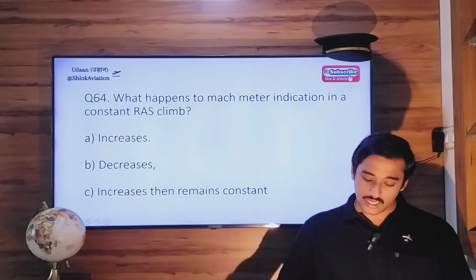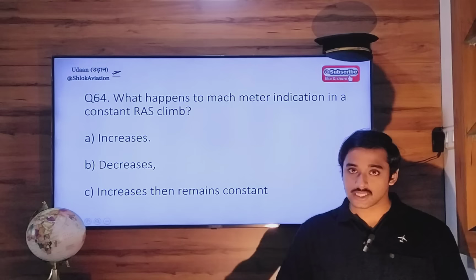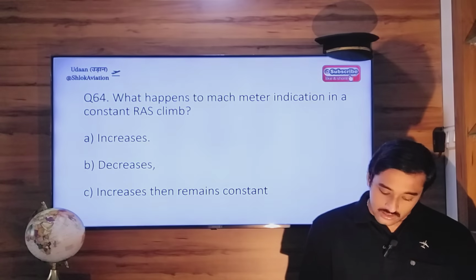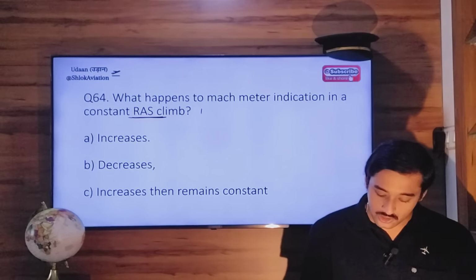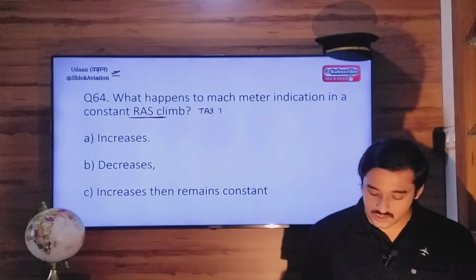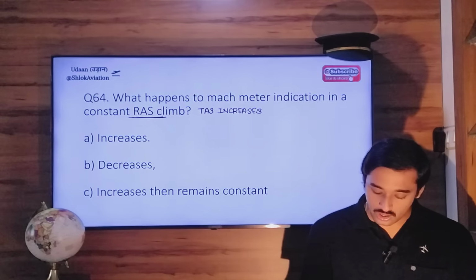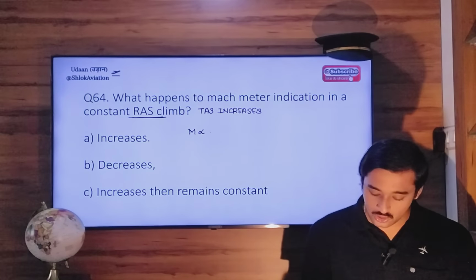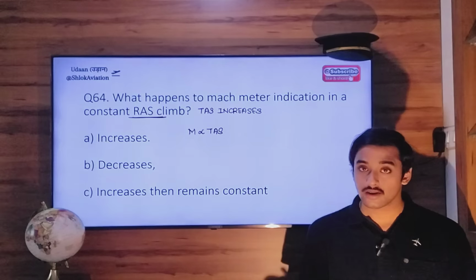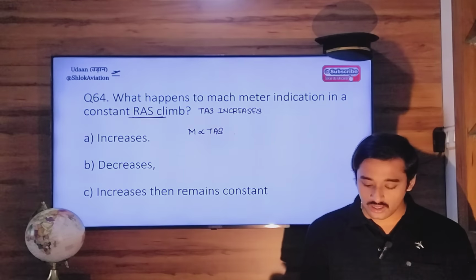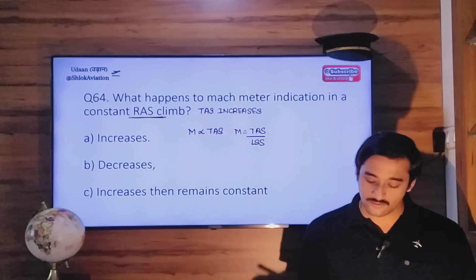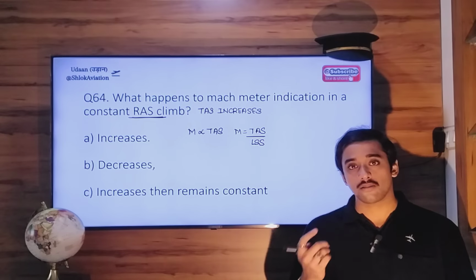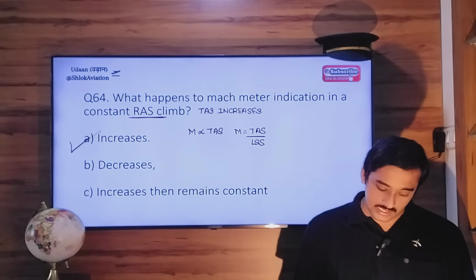What happens to Mach meter indication in a constant rectified airspeed climb? Like I said, in a constant rectified airspeed or calibrated airspeed climb, your true airspeed increases. Mach number is proportional to true airspeed, correct? Because Mach number is nothing but true airspeed divided by the local speed of sound. So if true airspeed increases, Mach number will also increase. So option A is the correct option.